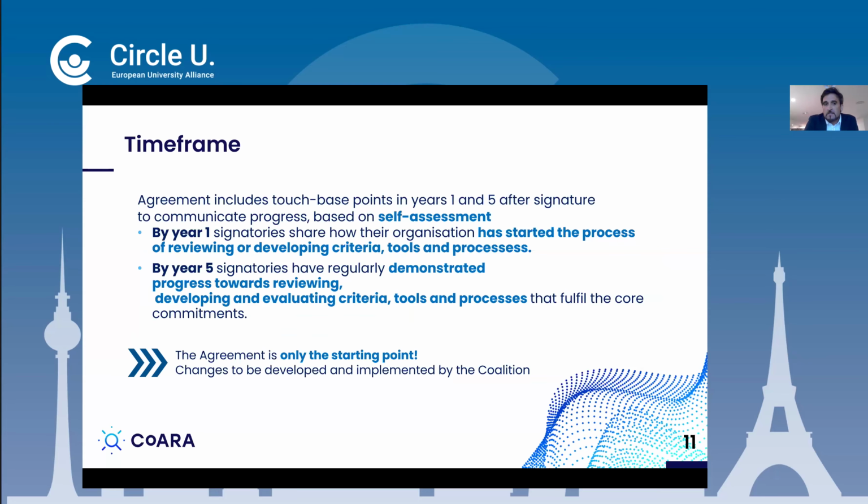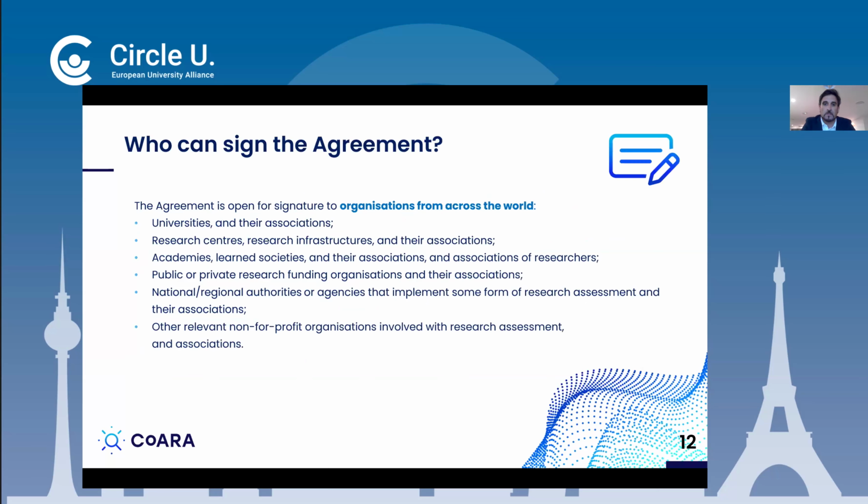Now with Coara, what it means, you can sign Coara, and when you're signing as an organization, you have 1 year to put together an action plan that you will share on the Zenodo platform. The idea is to start your process of reviewing, to develop new criteria and tools for this evaluation, and then you have 4 years to put what you decided in your action plan in action. And basically, when you sign this agreement, this is only the starting point.